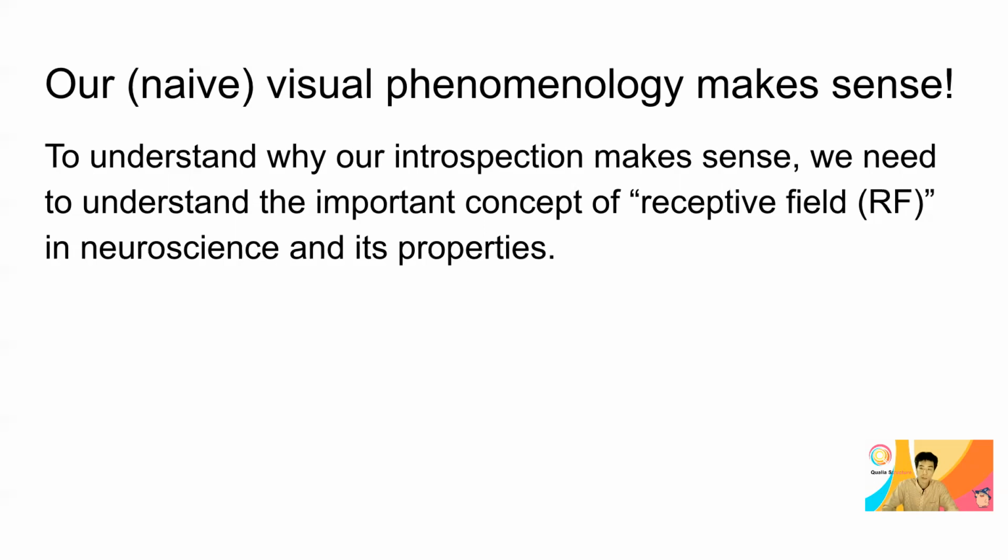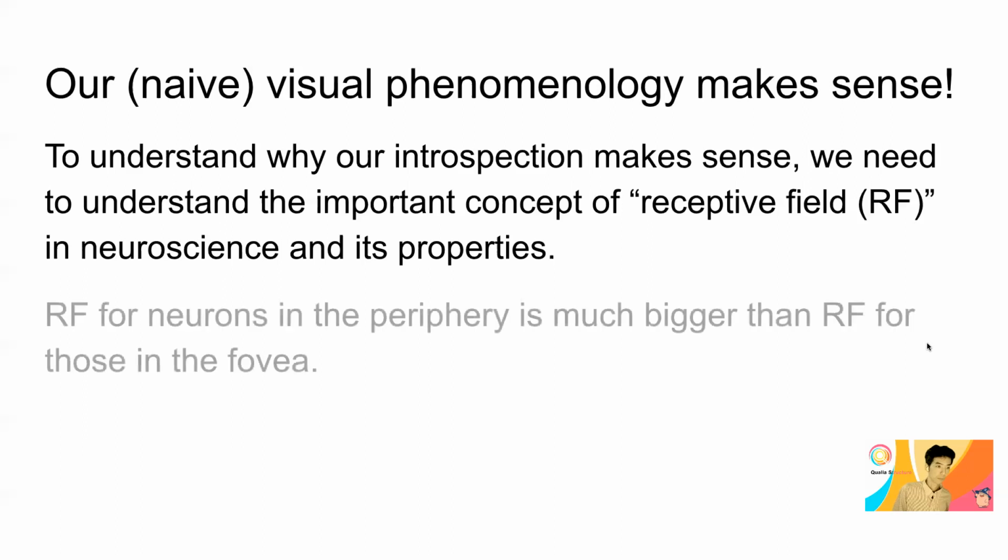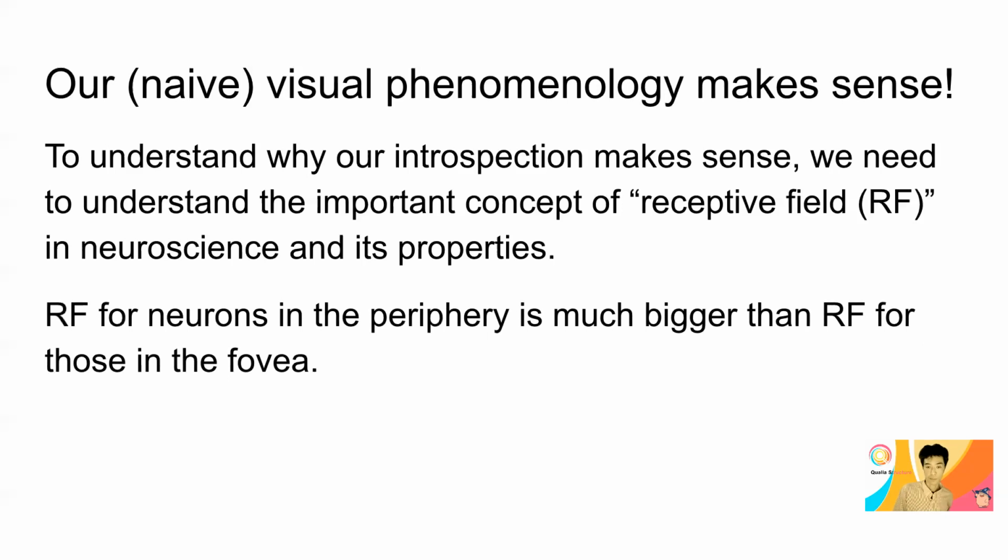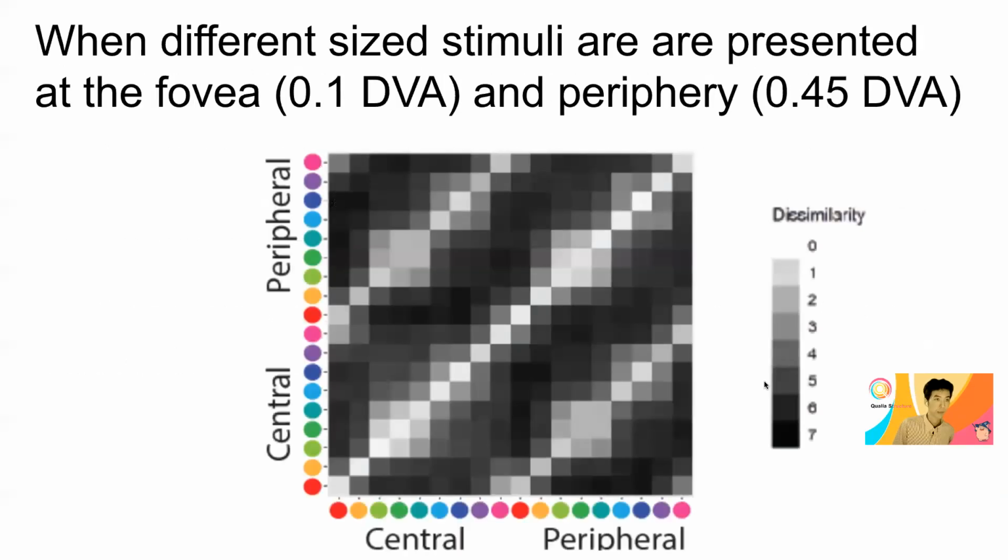To explain that, we need to understand an important concept in neuroscience, which is called the receptive field of the neurons, and also its properties. A receptive field of neurons in the periphery is, in short, much bigger than the receptive field for the neurons in the fovea, and that basically pretty much explains this phenomenon.